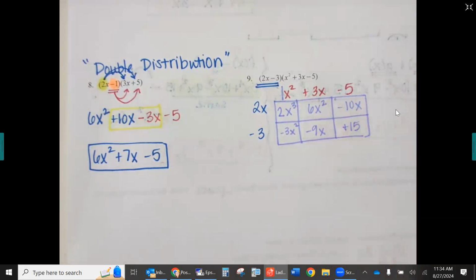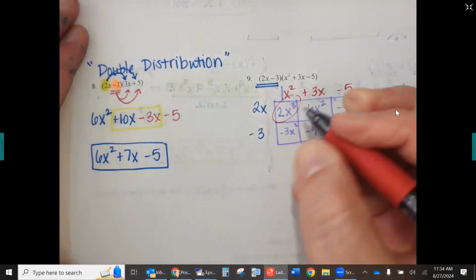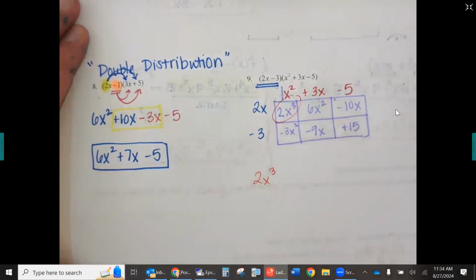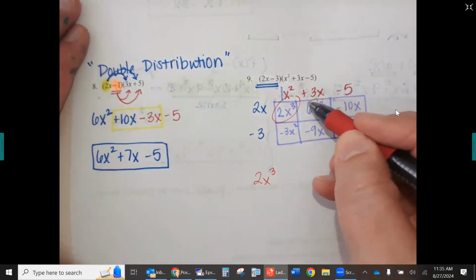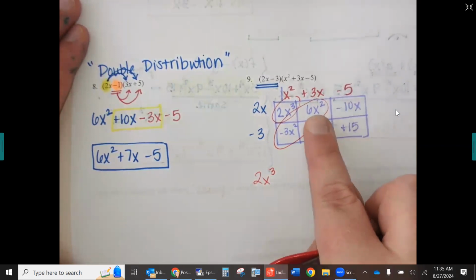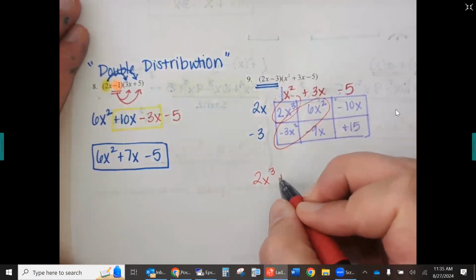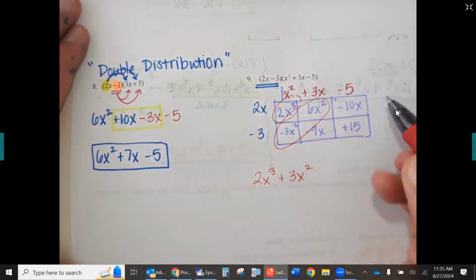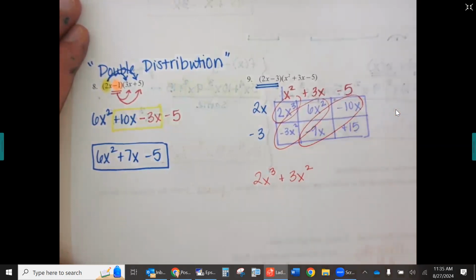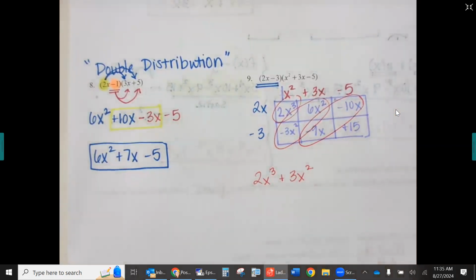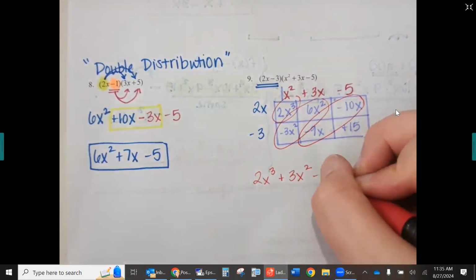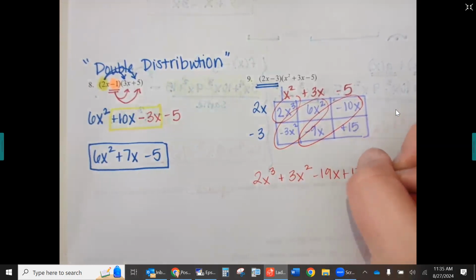Then for your final answer, usually you'll notice that your like terms end up in diagonals with each other. So my 2x cubed can't go with anybody. But I notice I have 2 terms with a squared on them. I have a 6 and a take away 3. What is 6 take away 3? 3x squared. And then I have a -10 and a -9. You borrow $9 from me, then you borrow 10 more. -19x. And then plus 15.